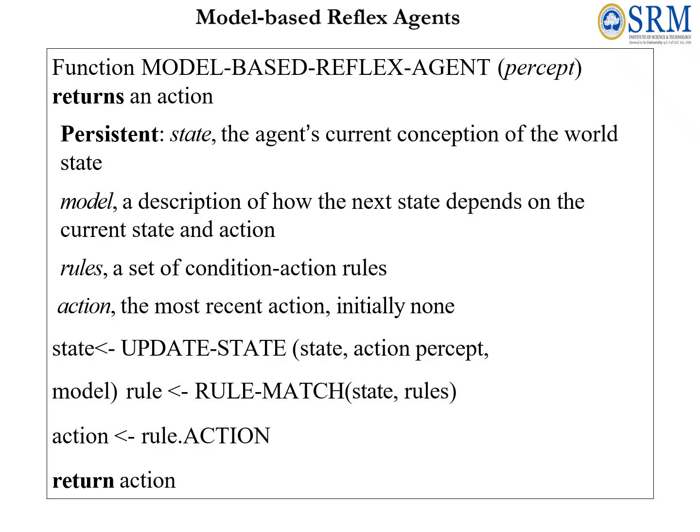So select the action for it. Action equal to rule dot action extracts the action from the matched rule. Example: rule equals if dirty then suck, so the action will be suck. And finally return action. The action will be sent to the actuator and the vacuum cleaner starts cleaning. So this is exactly how we flow through each and every step.